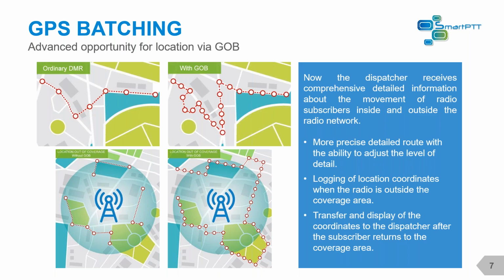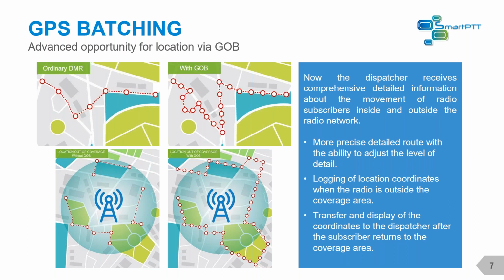Now, the other benefit that this is going to provide you is what happens if that radio goes outside the RF coverage area? You're not going to know where that radio went. So the other thing that the Talisman and SmartPTT is going to give you, let's say you have a school bus, and that school bus goes on a field trip outside of the RF coverage area.